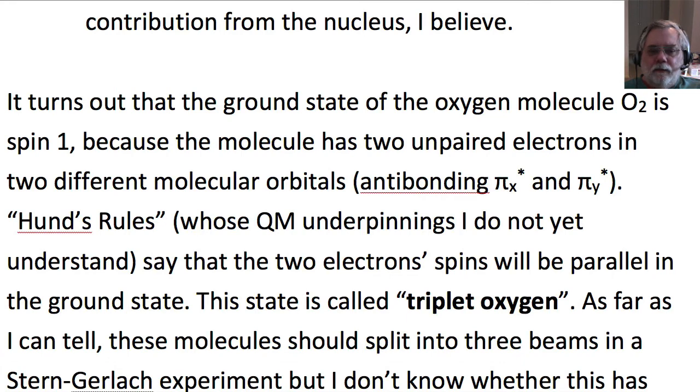It turns out, I believe, that the ground state of the oxygen molecule, O2, is spin 1. The electronic contribution from orbital angular momentum and electron spin, not including nuclear spin. Because the molecule has 2 unpaired electrons in 2 different molecular orbitals. The antibonding pi x star and pi y star molecular orbitals.